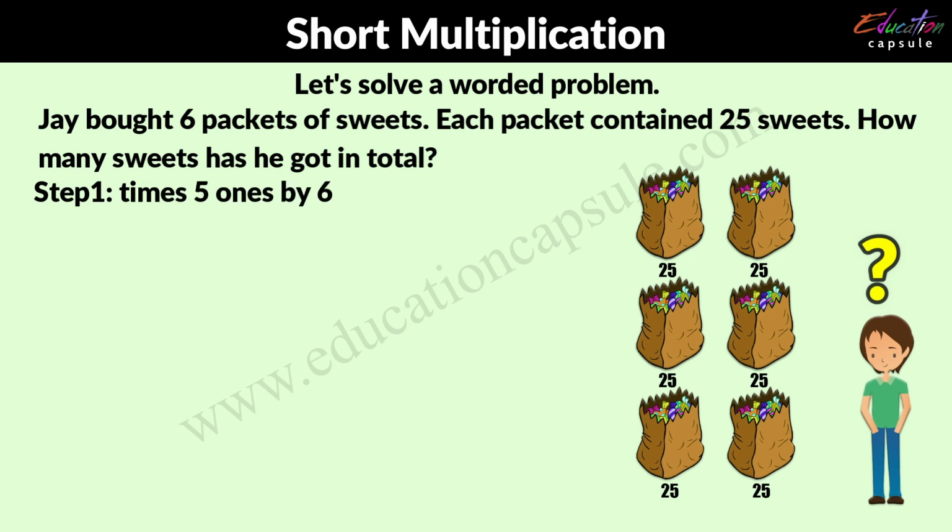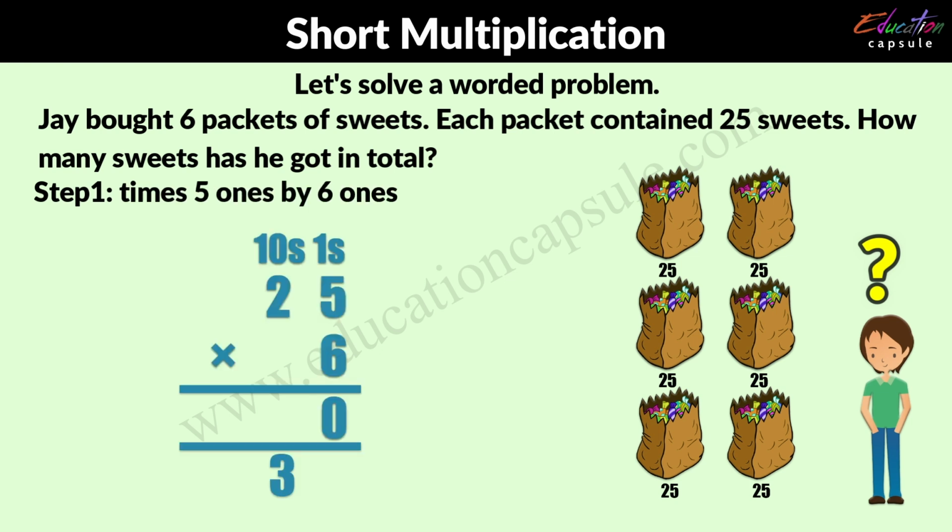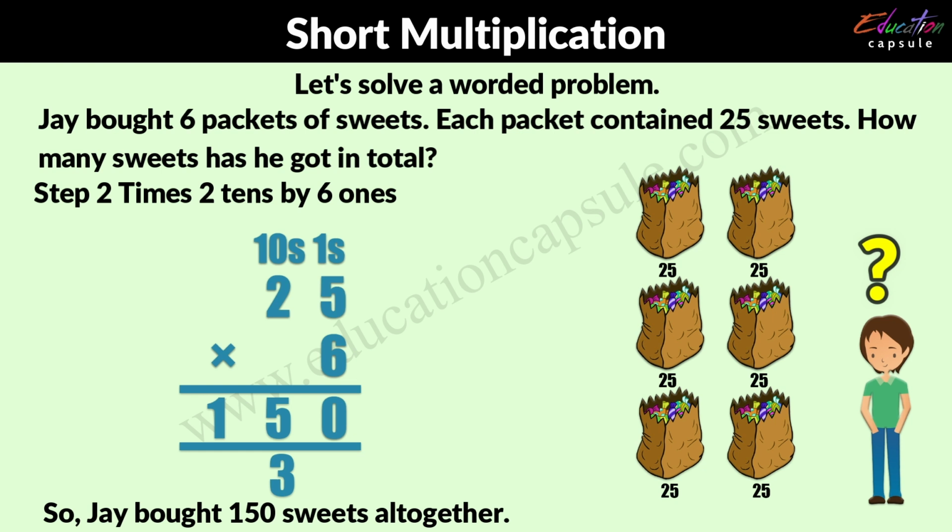Step 1. Times 5 ones by 6 ones. Step 2. Times 2 tens by 6 ones. So we can say that Jay bought 150 sweets altogether.